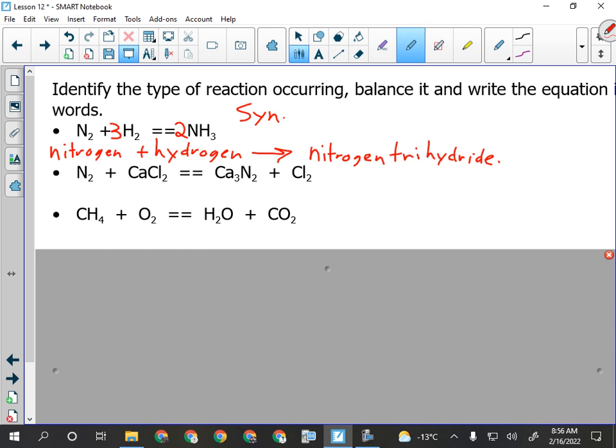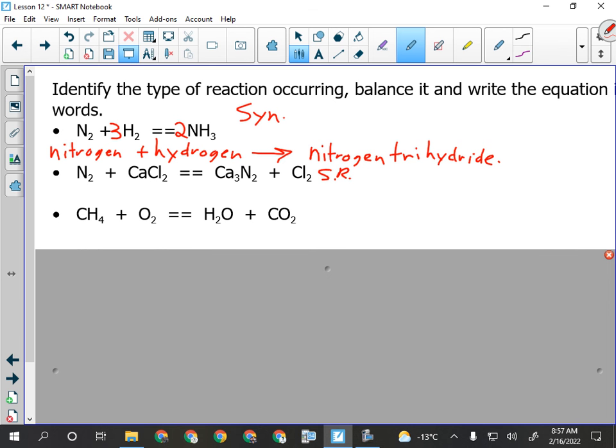All right, so if we're looking at our second one here, we've got nitrogen, which is an element, reacting with calcium chloride, which is an ionic compound. What kind of reaction starts with an element reacting with an ionic compound? Single replacement. Okay, so this is a single replacement reaction. That's the first thing we have to write. Then I need to write it out in words, which is just naming.